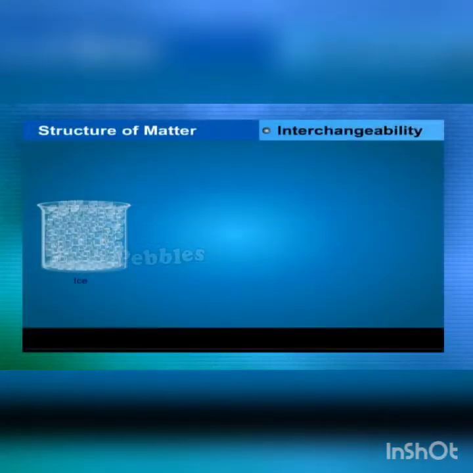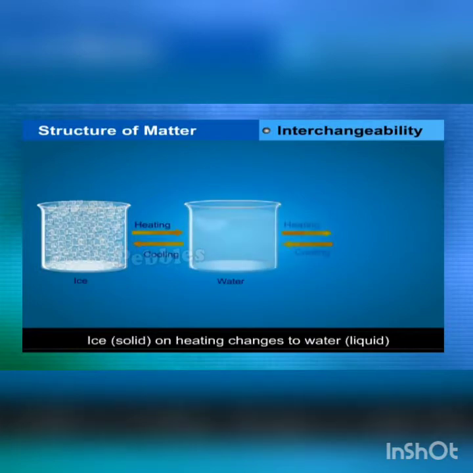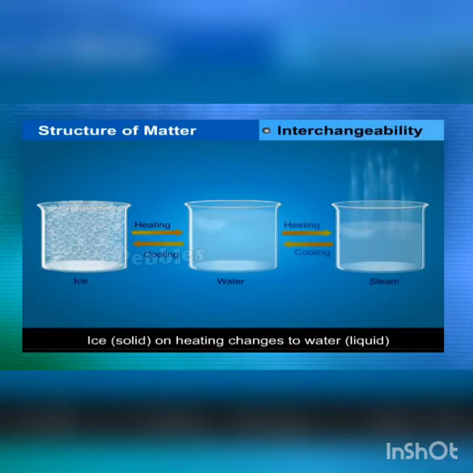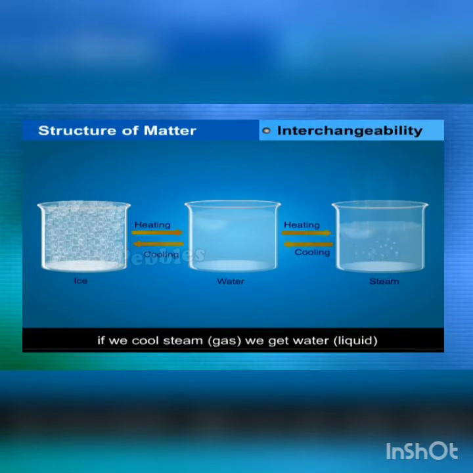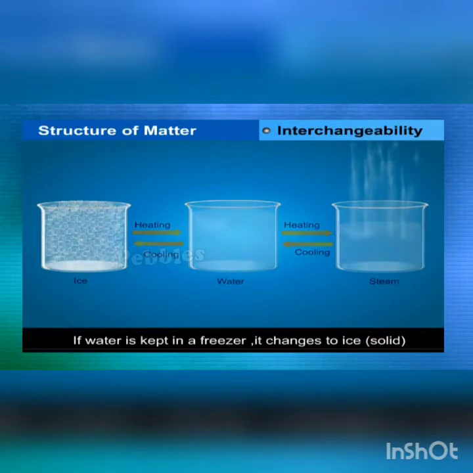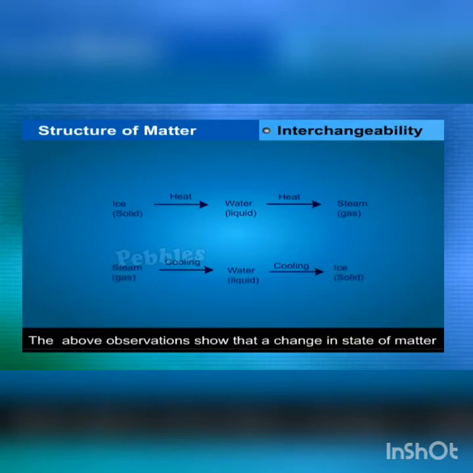Interchangeability. Matter can be changed from one form to another, as we have already read that ice, which is solid, on heating changes to water, a liquid, and water, the liquid, on heating changes to steam, a gas. This process can also be reversed. If we cool steam, which is gas, we get water, which is a liquid. If water is kept in a freezer, it changes into ice, which is a solid. The above observations show that a change in state of matter can be brought about by changing the temperature or pressure.